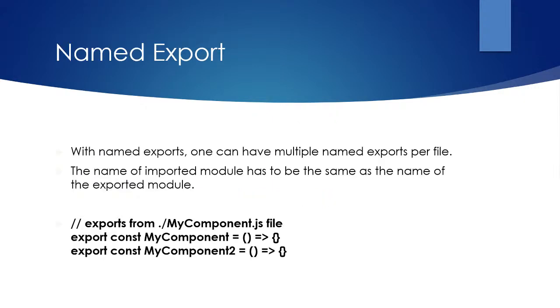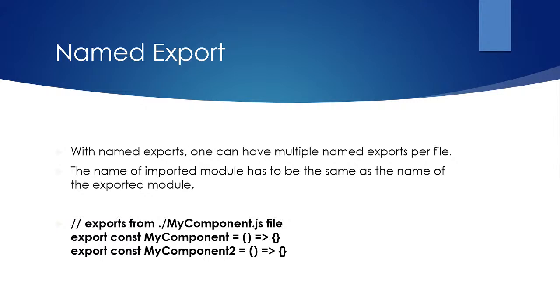Then we saw that there is a default export which we are just using, and then there is something called named export. So with named export we can have multiple exports. With default export we can only have one, but with named export we can have multiple. The name of the import module has to be the same as the name of the export module.